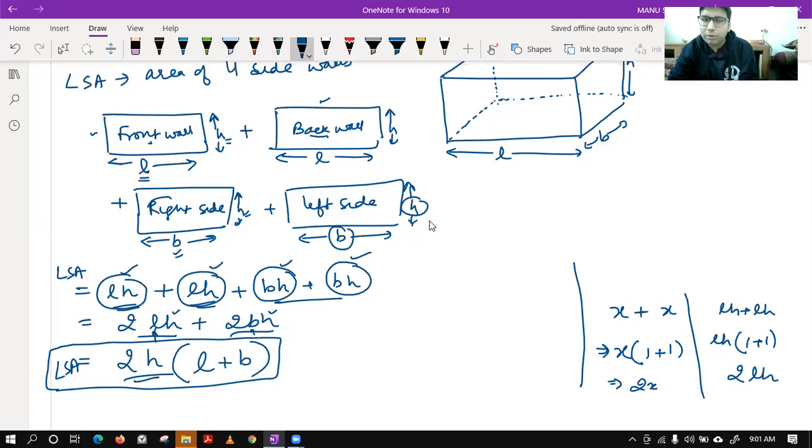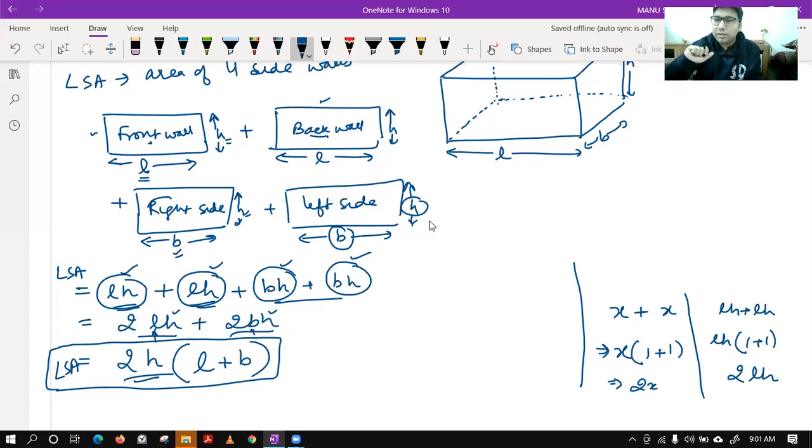And by taking common, the formula that you will see in your books is twice into H bracket L plus B. So Yashna, it was the derivation of the formula, and I hope you got that. I hope you got this way of understanding.